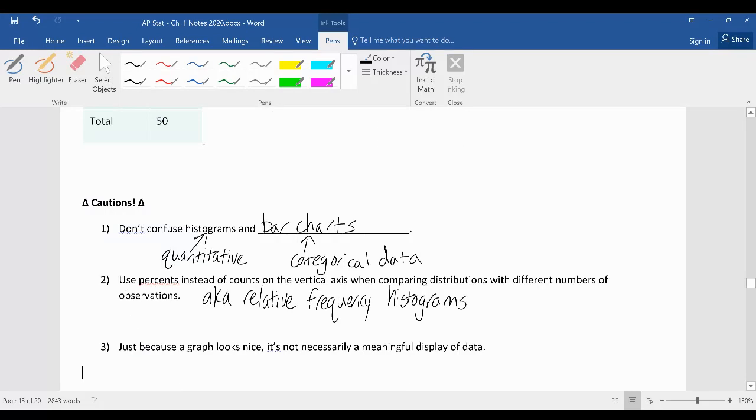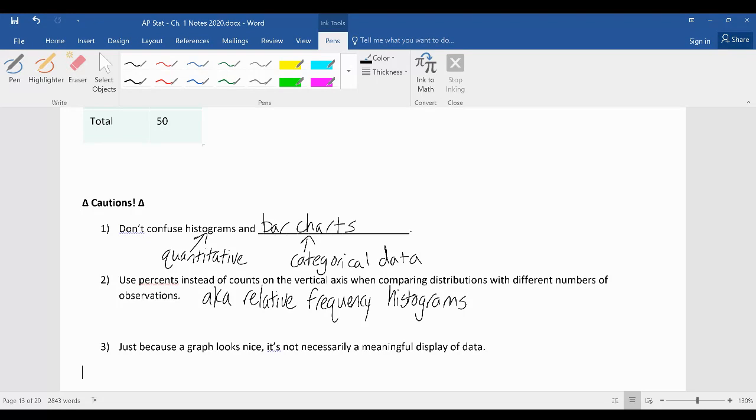A couple things to think about. Don't confuse histograms and bar charts. Histograms are used for quantitative data, and bar charts are used for categorical data. In histograms, the bars touch, and we can use SOCS or SOCV to describe them. In bar charts, we're dealing with categorical data, such as the eye color that people have, and you would not use SOCS or SOCV to describe them, and the bars do not touch.